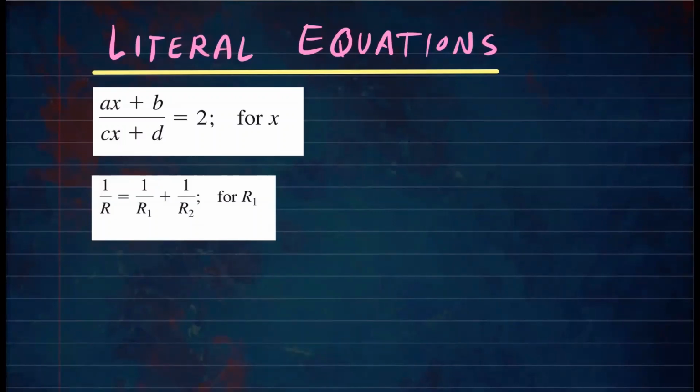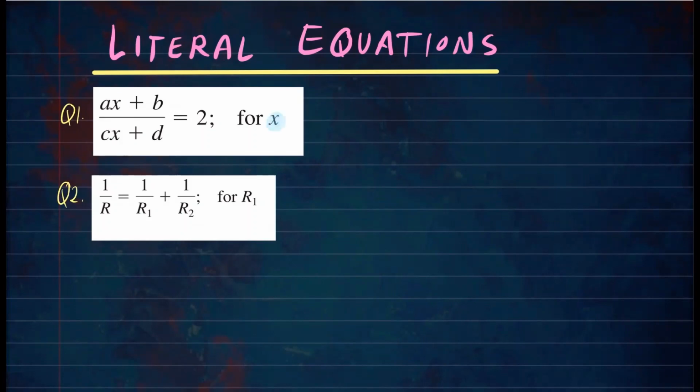Now we're going to solve a few literal equations. I have two examples here. As you can see, these equations involve more than one variable. So your goal is to solve for one particular variable in terms of the other. Here, for the first problem, let's call this one question 1. This is question 2. For the first one, we're going to be solving for the variable x.